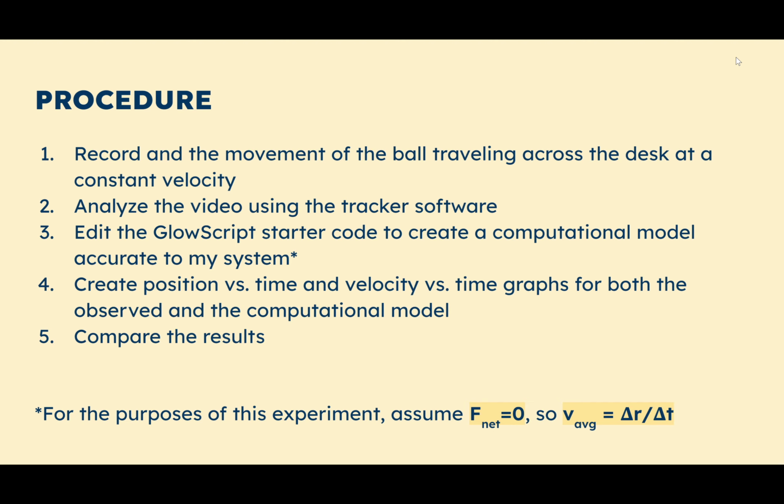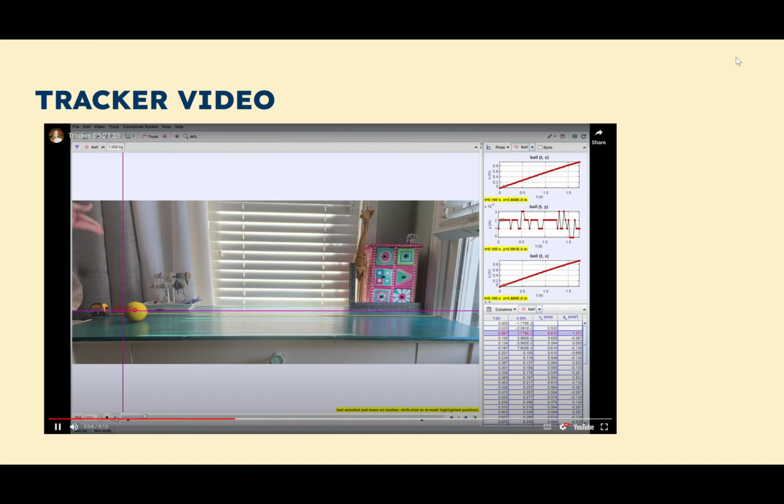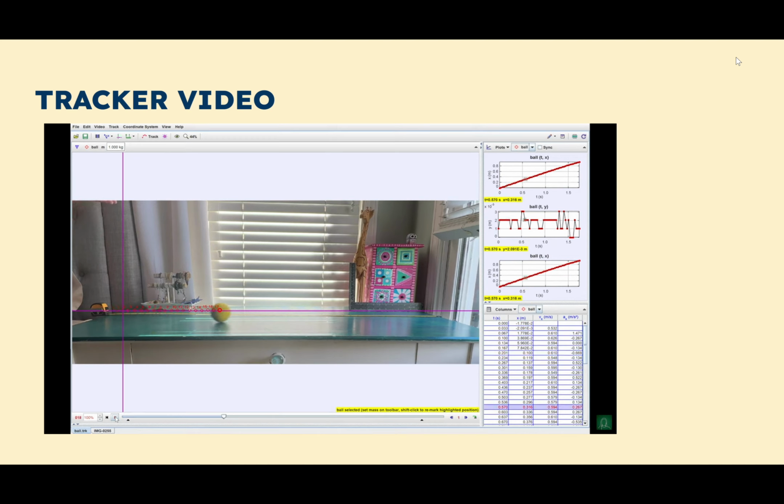Compare the results. Here's the tracker video, which shows the ball traveling across the desk at a relatively constant velocity. The video is trimmed at the beginning and end to eliminate acceleration at the start and deceleration at the end. Due to the presence of outside forces, including friction and gravity, the velocity does not remain exactly constant, as is seen in the velocity versus time graph, which has staggering points when comparing the velocity over the time interval.